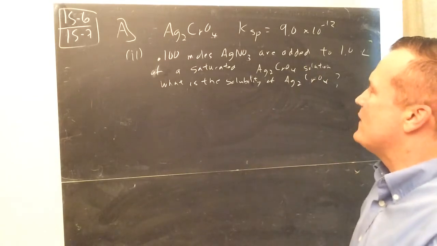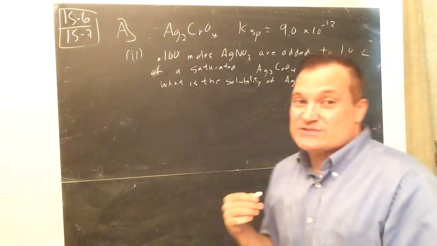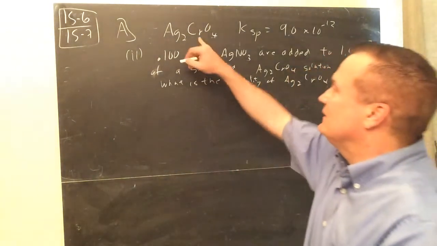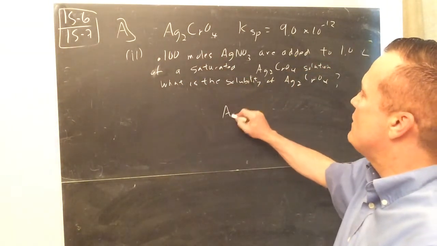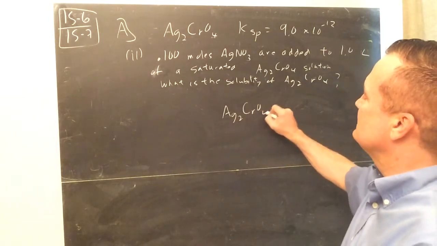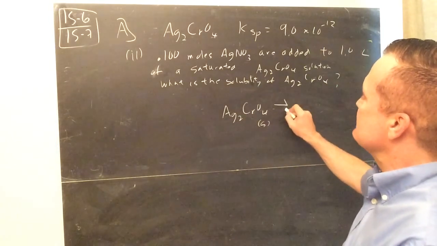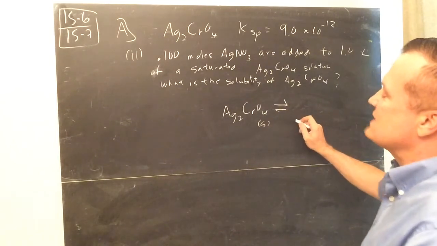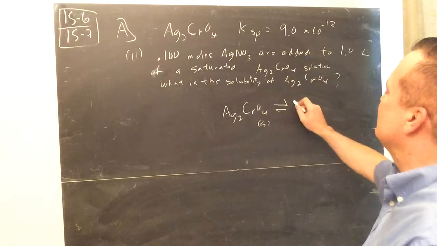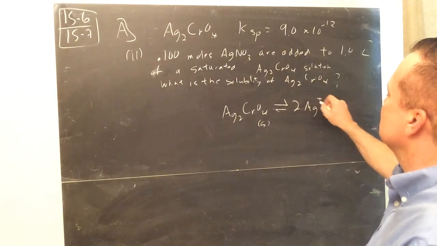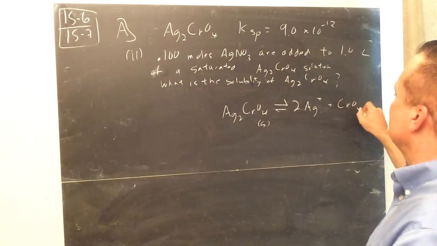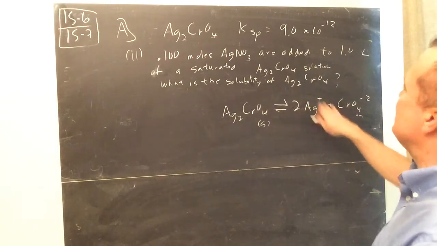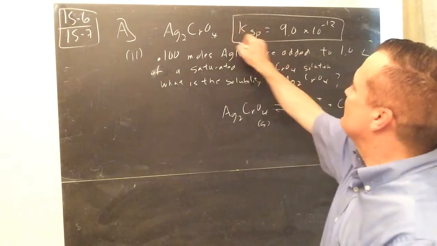Okay, so here's the point of this question. First, they would probably also ask you to write the dissociation equation for dissolving Ag2CrO4 in water. It's a solid, so it's not going to dissolve very well, so it will be an equilibrium. You'll get 2 silver ions and 1 chromate ion, and those are going to be aqueous. And we know the Ksp for that is 9.0 times 10 to the negative 12.